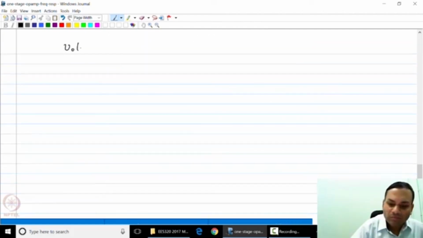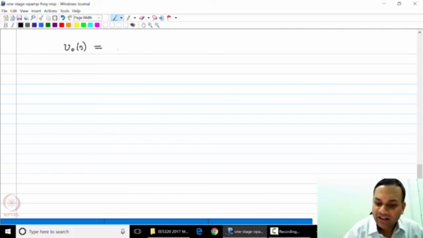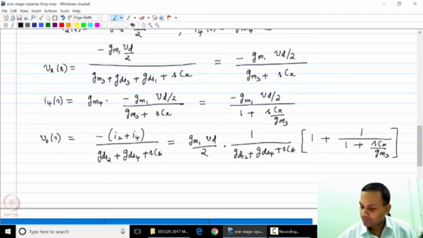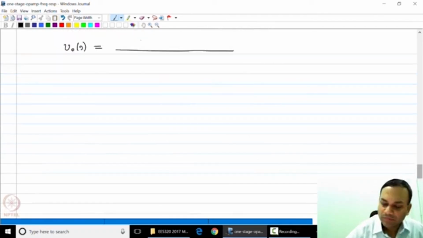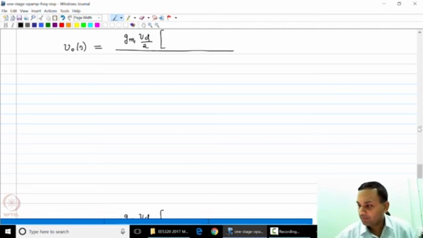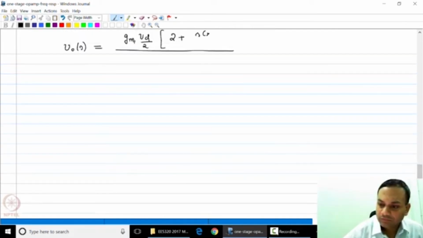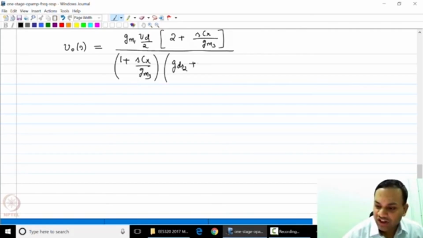So finally, VO of S is GM1 Vd by 2 times 2 plus SCX over GM3 by 1 plus SCX over GM3 times GDS2 plus GDS4 plus SCZ.